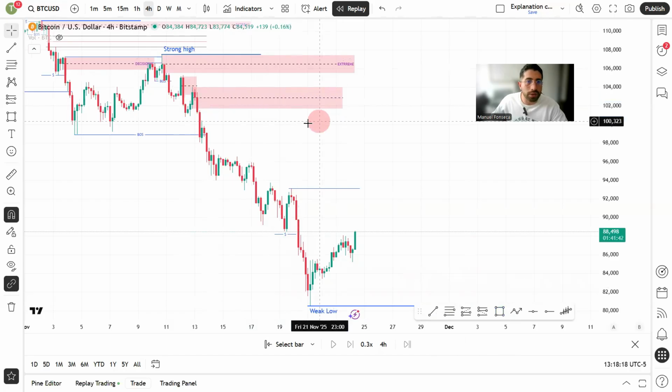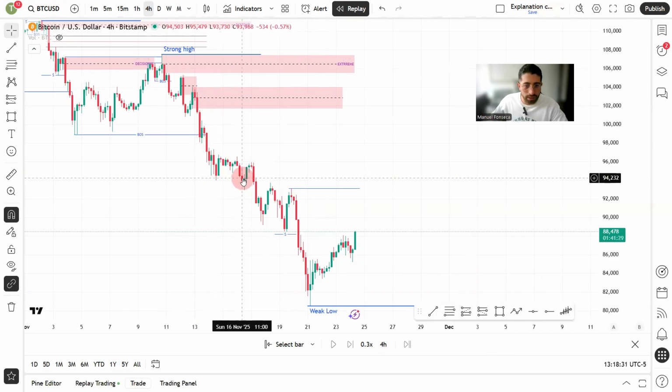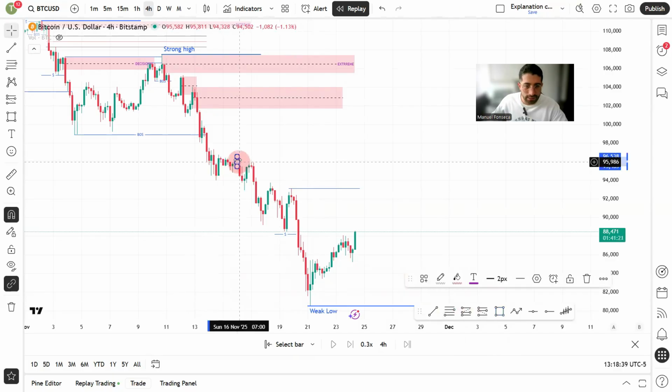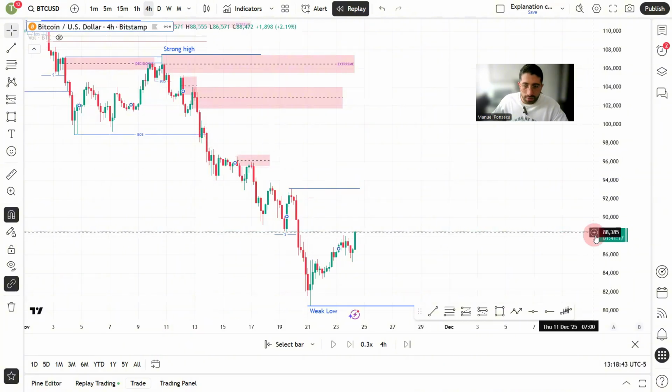Boom. Was it mitigated? Not at all. Perfect. Price may break the structure and not mitigate this order block. Probably in the future it will do it. Then we have this low. This low was broken with the body of the candle, which means this order block right here could be considered the decisional. And now this is what I said. This is the decisional, this red candle, not the green one.